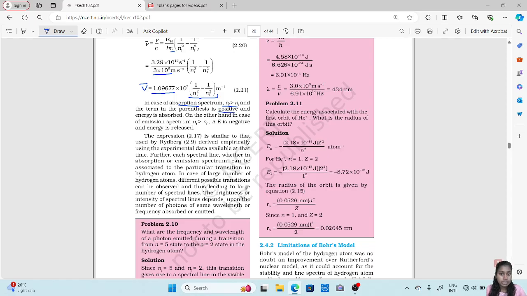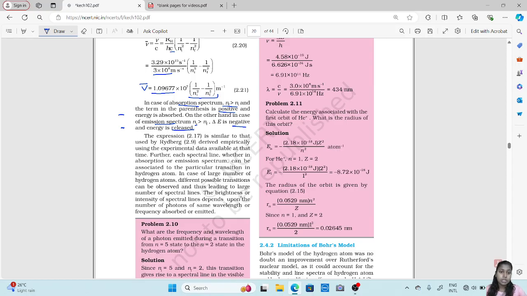On the other hand, in the case of emission spectra, the initial will be greater, because the electron is coming from a higher to a lower energy level. So the initial will be greater than the final. In this case, delta E will be negative and energy is released. So in absorption spectra, delta E will be positive because you are moving from a lower level to a higher level.